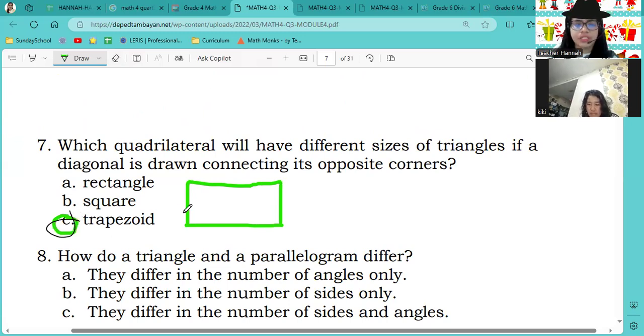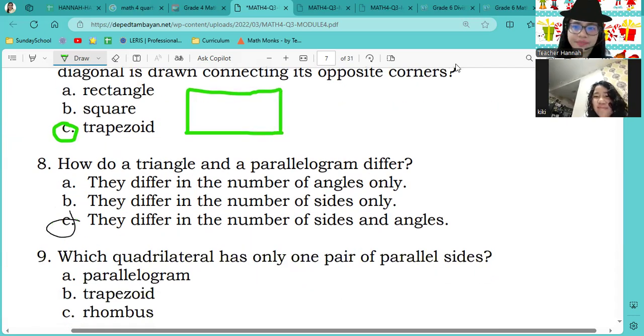So the question is asking us which of these quadrilaterals, when you draw a diagonal, will have a scalene triangle. Do you remember what a scalene triangle is? What is a scalene triangle? When we say scalene triangle, it is a triangle that has no equal sides. Isosceles has two equal sides, and then you have the equilateral with all sides equal.